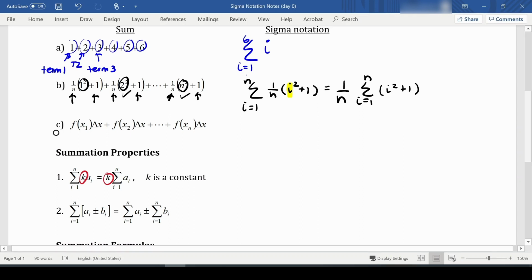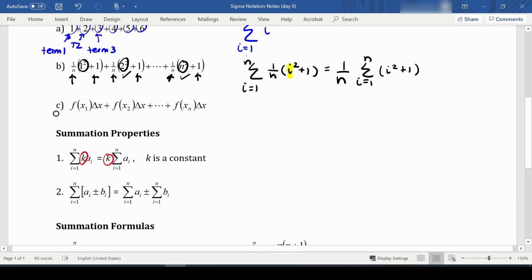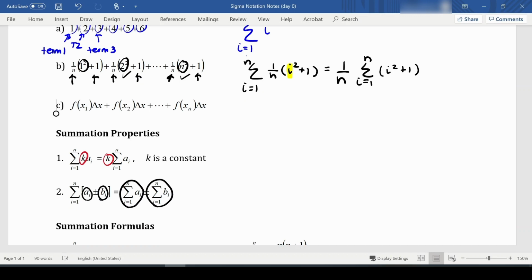Now, there's some other different properties here. The other property says that if you have two terms adding or subtracting together, that gives you two separate sigmas. So if I take my two terms adding together here, this is going to give me two separate sigmas. They still will start at 1 and go to n. And the first one has an i squared inside, and the second one has a 1.